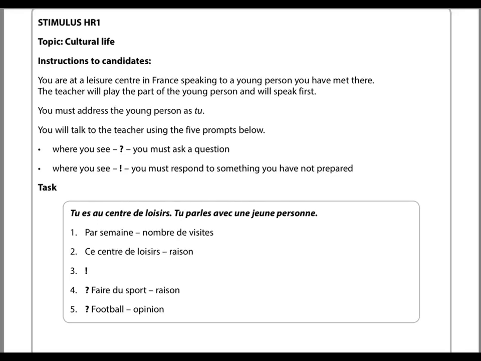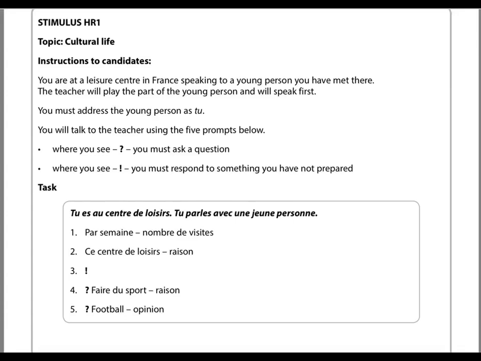In the higher role play, you'll have to ask 2 questions. So if we look at the one on the screen, you have to formulate a question out of faire du sport and raison. So doing sport, why? So for example, you might say, tu fais du sport et pourquoi? And for the 5th one, tu aimes le football? Pourquoi? Or tu joues au foot?